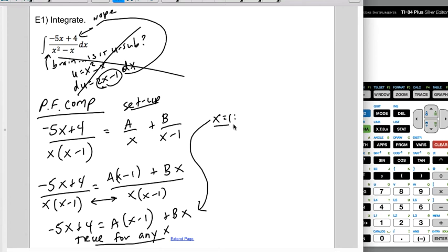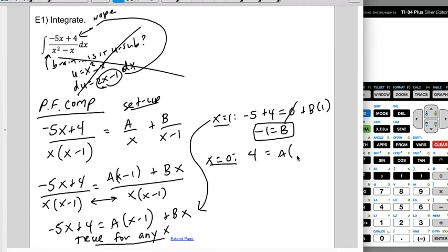So when I pick x as 1, I get a negative 5 plus 4 on the left-hand side. On the right-hand side, the a term gets knocked out, and I get b times 1. So I seem to get that negative 1 is b. Great. When I plug in x is 0, on the left-hand side I just get a 4, and on the right-hand side I get a times a negative 1 because the b term got knocked out, so I get a negative 4 as my a. So what I now know is that this partial fractions decomposition is negative 4 over x plus negative 1 over x minus 1.